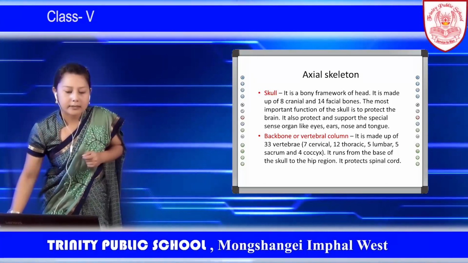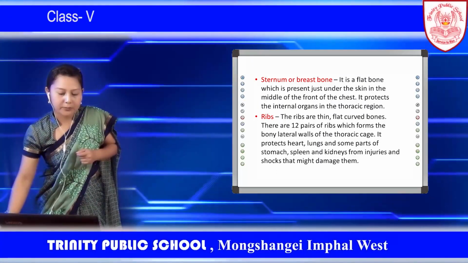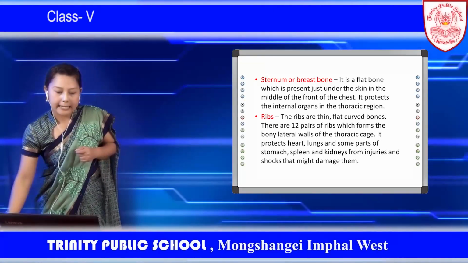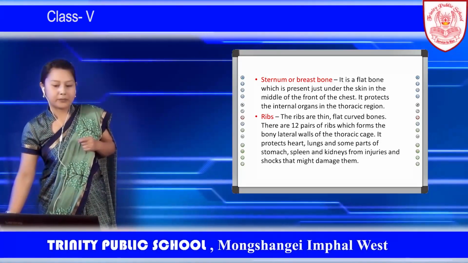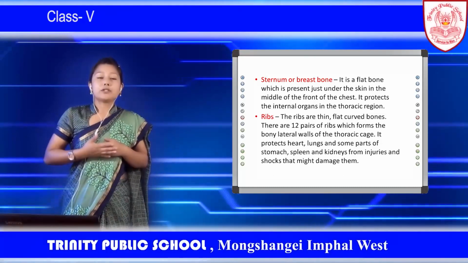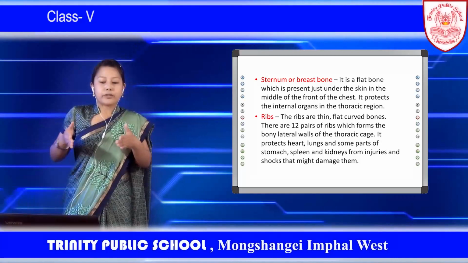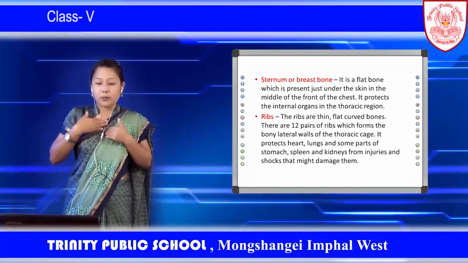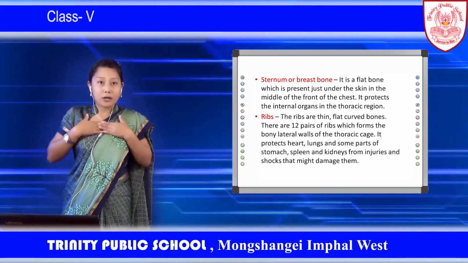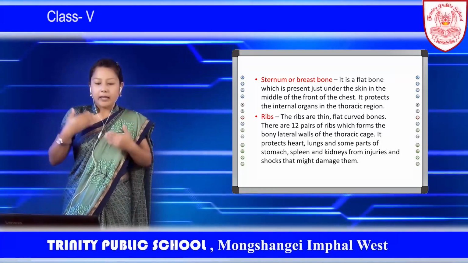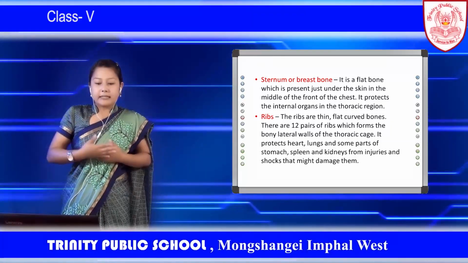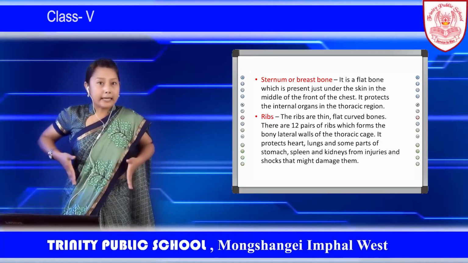Then next one, the third part of the axial skeleton is a sternum. Sternum is also known as the breastbone. It is a flat bone which is present just under our skin in the middle of the chest here. It protects the internal organs in the thoracic cage.